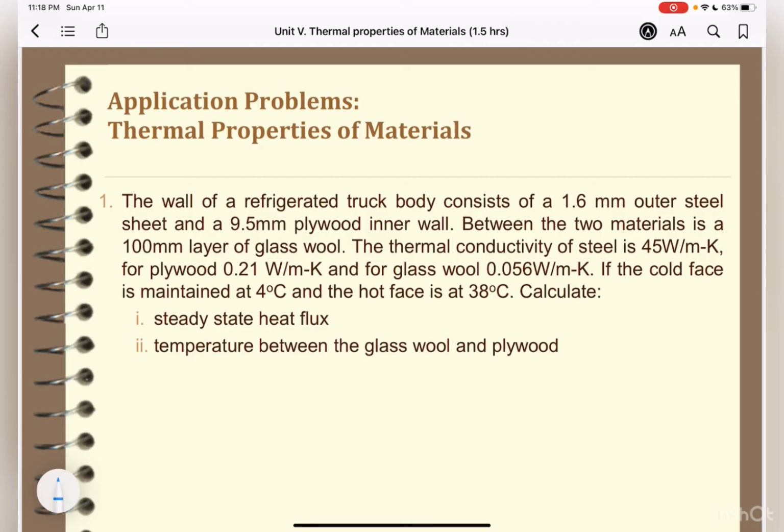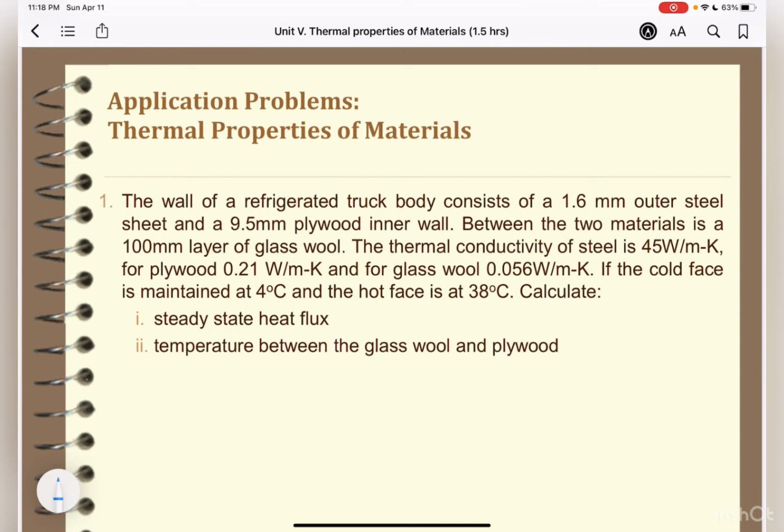Okay, so let's have number 1. The wall of a refrigerated truck body consists of a 1.6 millimeter outer steel sheet and a 9.5 millimeter plywood inner wall. Between the two materials is a 100 millimeter layer of glass wool. The thermal conductivity of steel is 45 watt per meter Kelvin, for plywood is 0.21, and for glass wool is 0.056 watt per meter Kelvin. If the cold phase is maintained at 4 degrees and the hot phase is at 38 degrees, calculate the steady state heat flux and the temperature between the glass wool and the plywood.